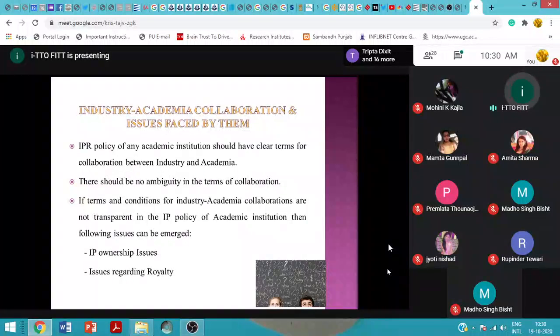The IP policy of any academic institution should have clear terms for collaboration between industry and academia. There should be no ambiguity in the terms, or the terms should not be open-handed. These should be crisp and clear. If terms and conditions for industry academia collaboration are not transparent in the IP policy of the academic institution, then the following issues can emerge. First, IP ownership issues, and the second one is issues regarding royalty.